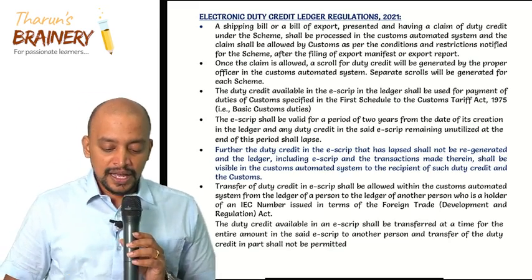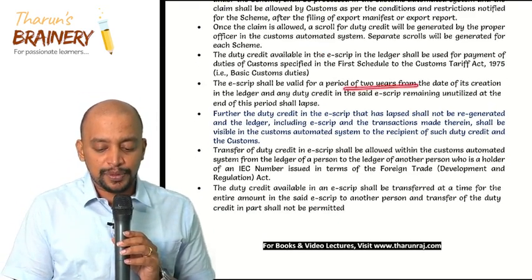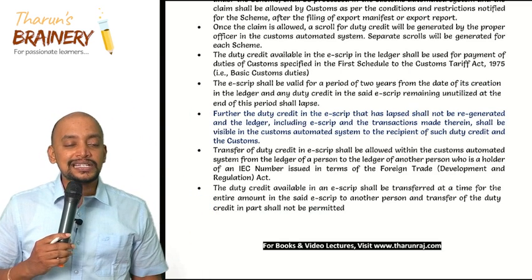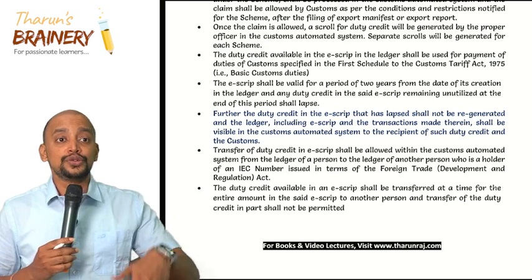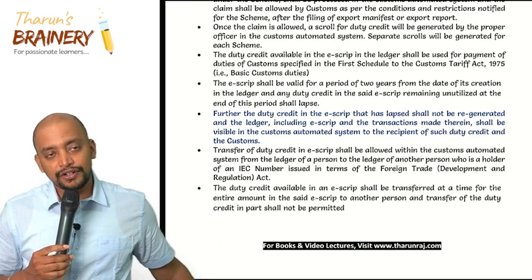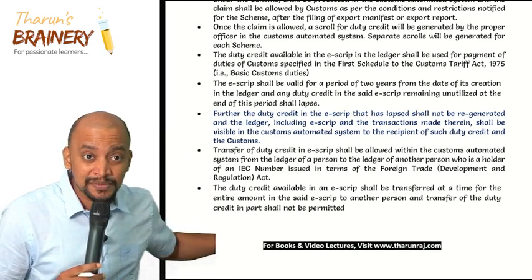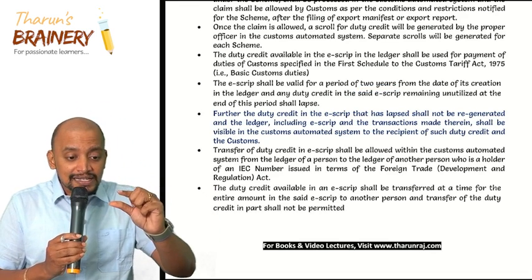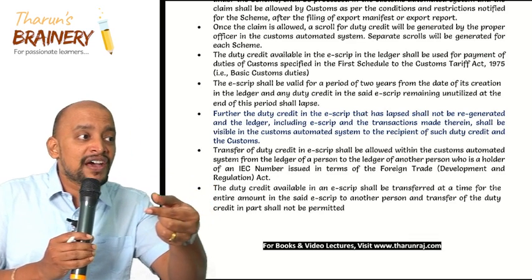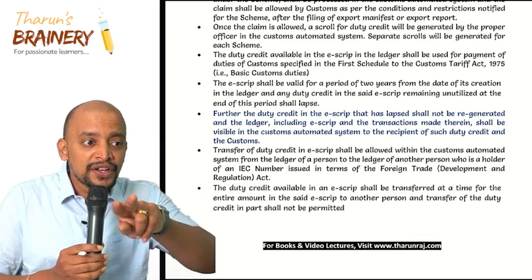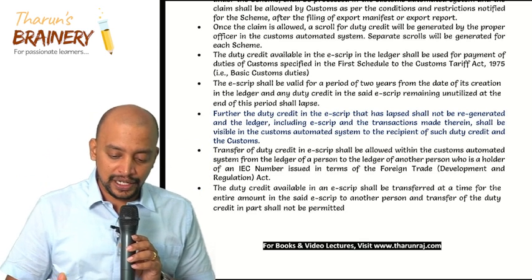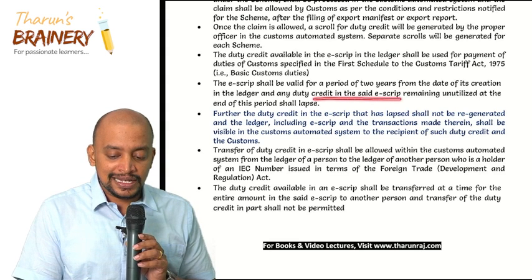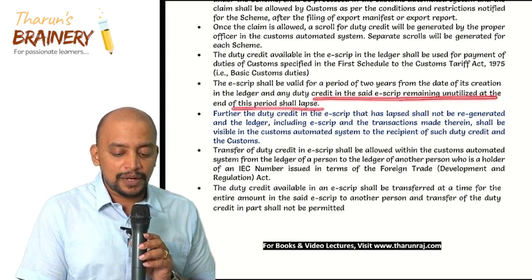That's how it works. Then the e-scrip will be valid for a period of 2 years from the date of its creation. Note the difference here: in the GST credit ledger, there is no validity; you can carry forward the balance for a number of years. But in customs, the duty credit ledger is valid for a period of 2 years. Once that scrip is created, it will have a validity of 2 years, which means within 2 years we should use it for payment of customs duty. Any duty credit in the e-scrip remaining unutilized shall lapse.